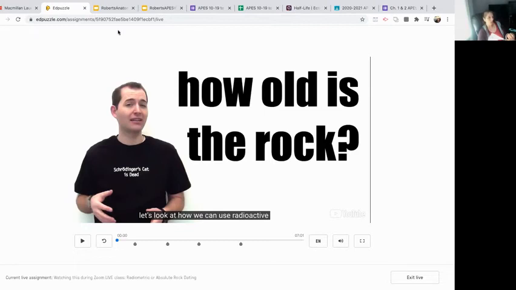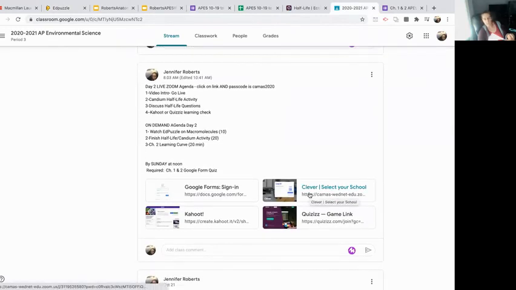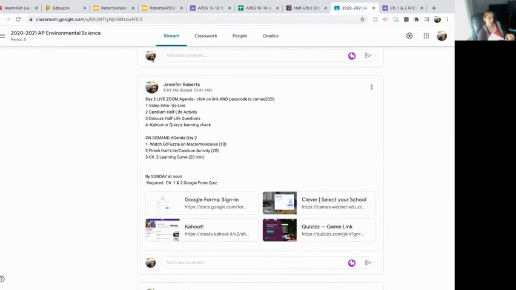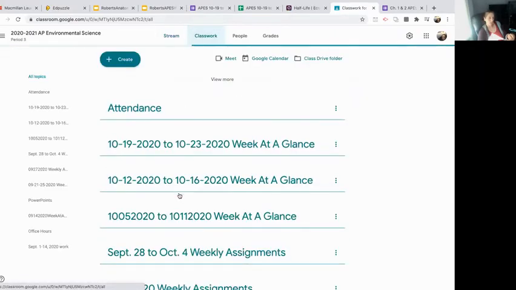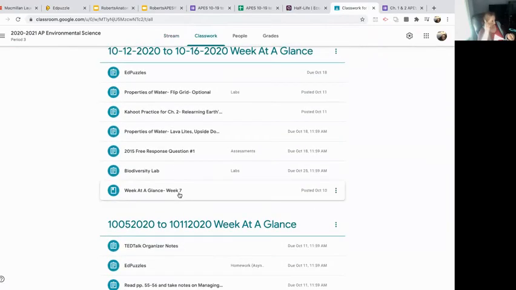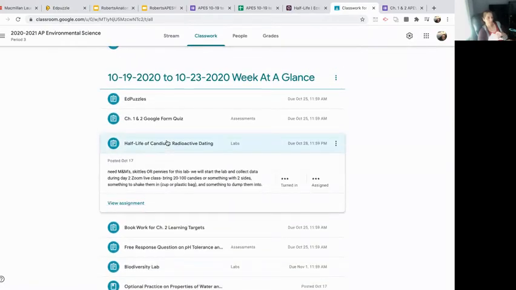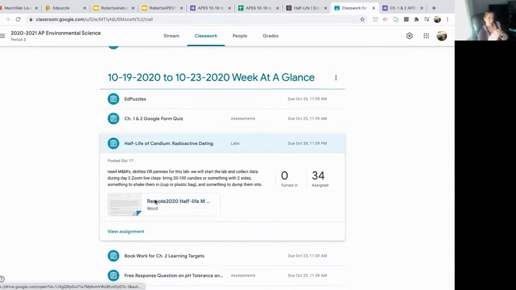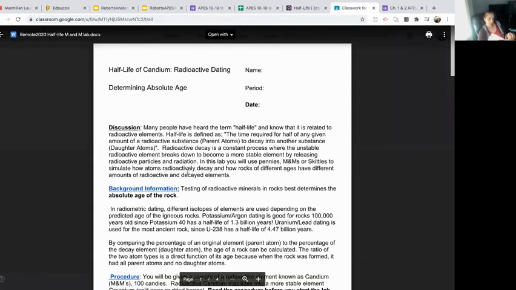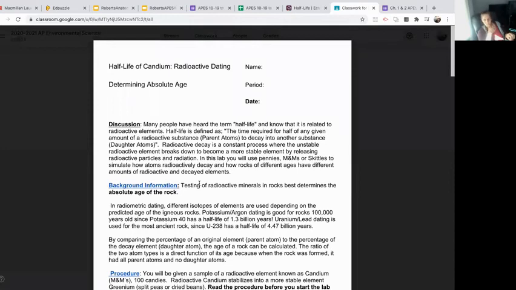All right, we are going to return now to your stream page and physically, kinesthetically do this activity. So go to classwork, go to this week, and then you're going to click where it says, I'm on the wrong week, half-life of candium, and then open half-life of candium radioactive dating. It will prompt you to make a copy for yourself.